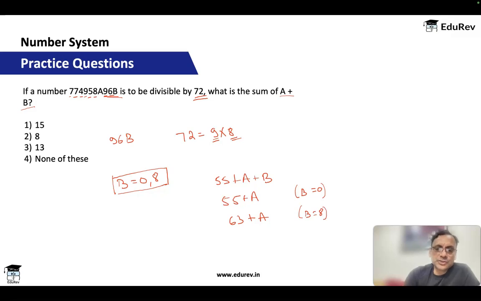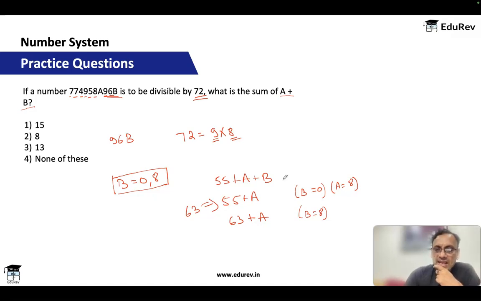Now these totals have to be a multiple of 9. 9 into 6 is 54, 9 into 7 is 63. For 63, a has to be 8. Nothing else. The only possibility is that a is 8. Right? And the positions also are fixed.